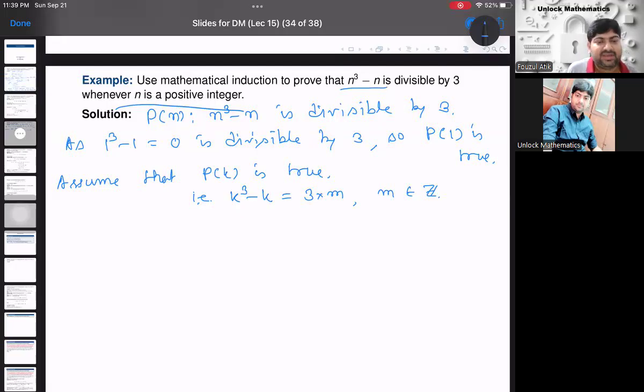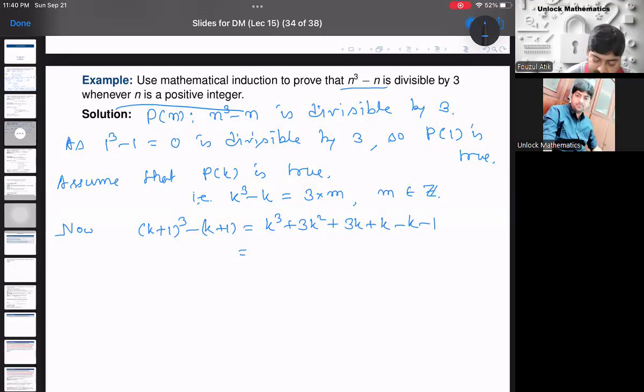Now what do you have to prove? That P of k plus 1 is true. P of k plus 1 means what? (k plus 1) whole cube minus (k plus 1) is divisible by 3. That means (k plus 1) whole cube minus (k plus 1) is a multiple of 3, we have to prove. So to prove that, we will take the left hand side expression, (k plus 1) whole cube minus (k plus 1). It is equal to k cube plus 3k square plus 3k plus 1 minus k minus 1.